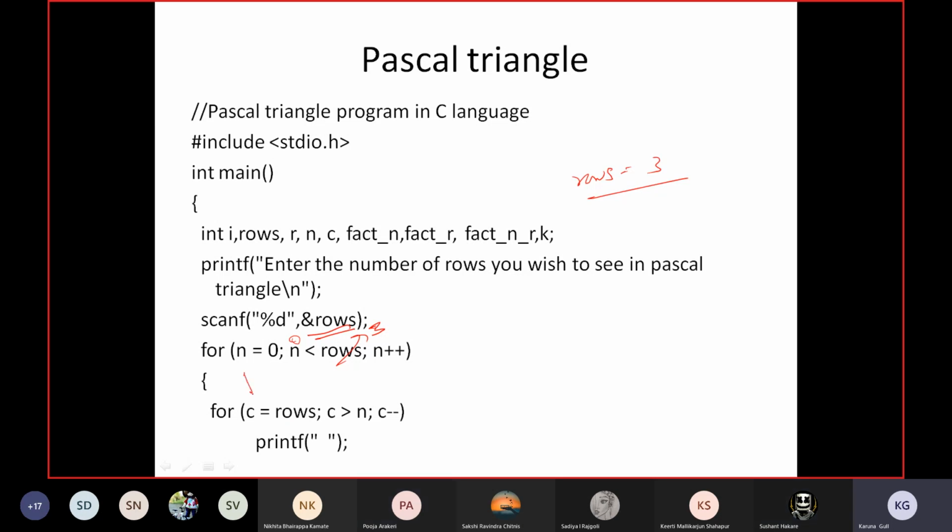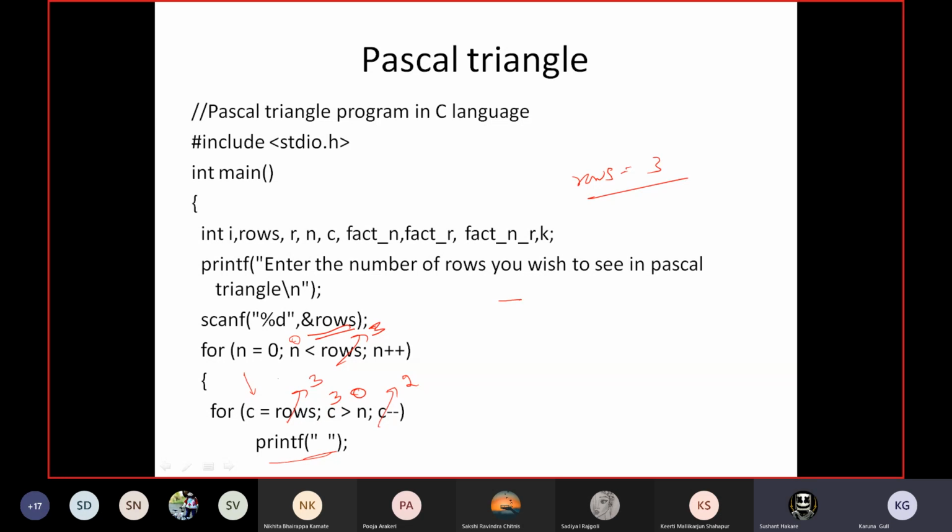So I'll go inside the loop now. Check for C. Row is 3 here, so C is also 3 now. What is the n value? 0. Is 3 greater than 0? Yes, true. What should I do now? Print spaces. So I print a space, then decrement the C value. C is decremented, it is 2 now.